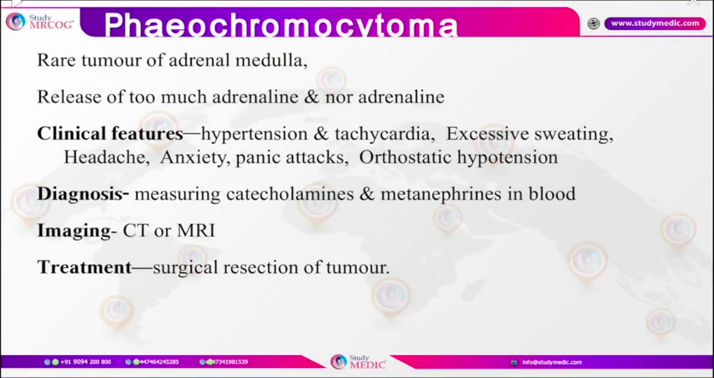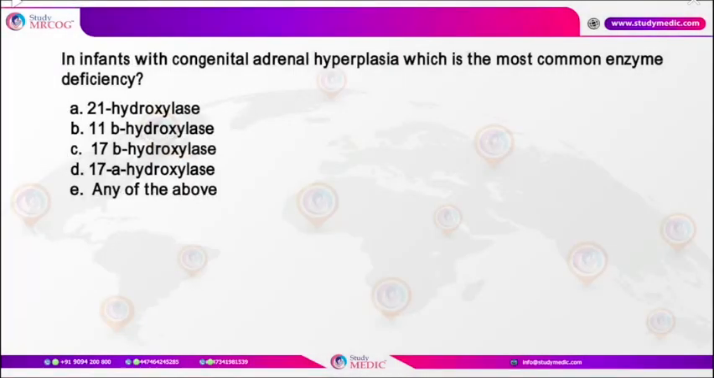A tumor of the adrenal medulla is called Pheochromocytoma. It causes the release of too much adrenaline and noradrenaline. And how does it clinically manifest? It manifests by means of hypertension and tachycardia, excessive sweating, headache, anxiety, panic attack, and orthostatic hypotension. The diagnosis is by measuring the catecholamine and metanephrine levels in the blood. You can perform CT and MRI in order to localize the lesion. And for the final treatment, as it is a tumor, surgical resection of the tumor will be considered.